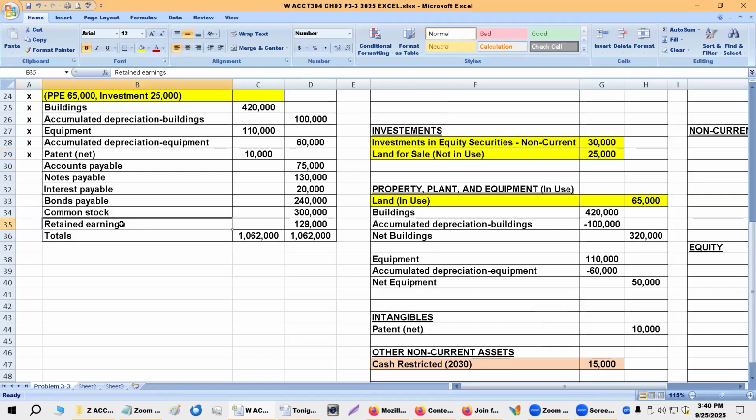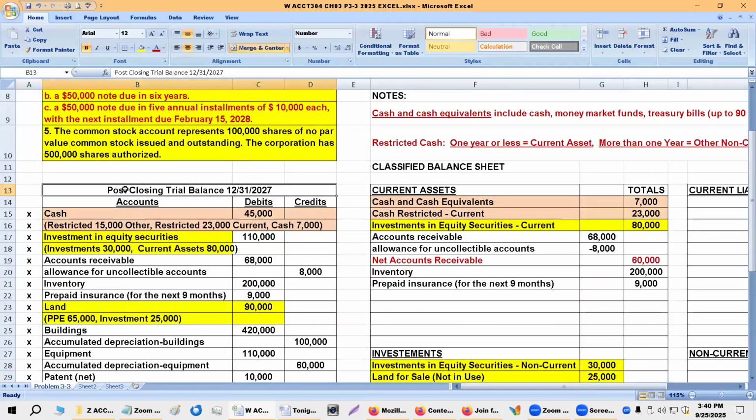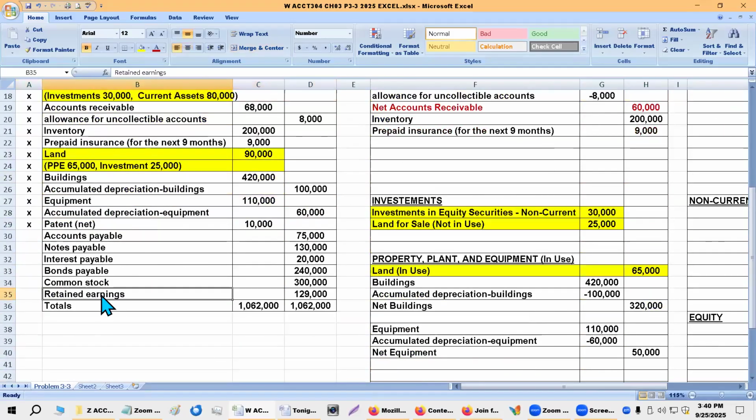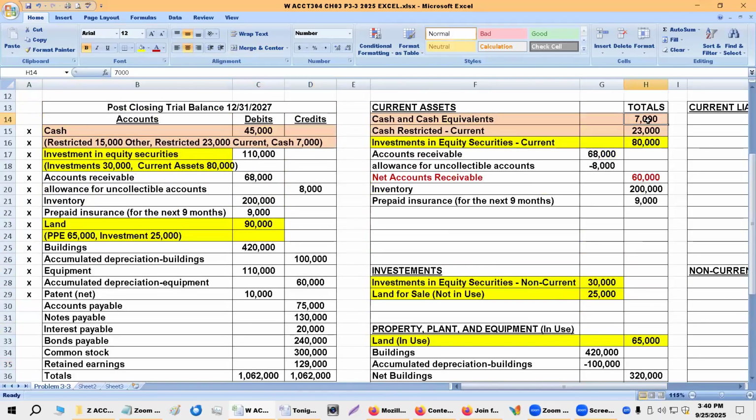By the way, this retained earnings, wait a minute, is that beginning retained earnings? If this is the post-closing trial balance, that's the ending retained earnings. So everything gets closed into that retained earnings. All right, let's start adding. So add up all these, your total current assets.